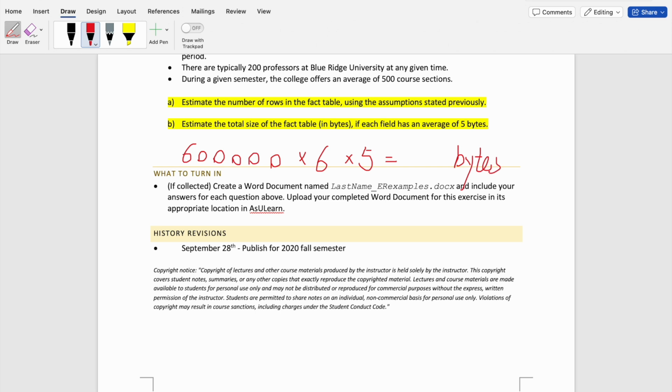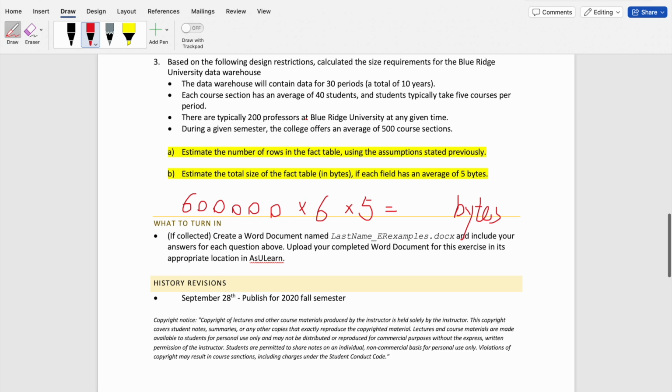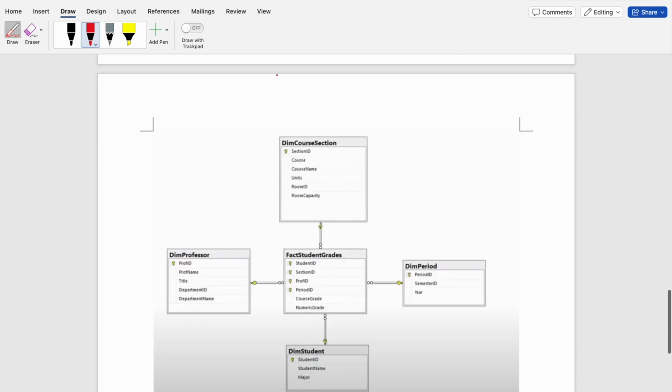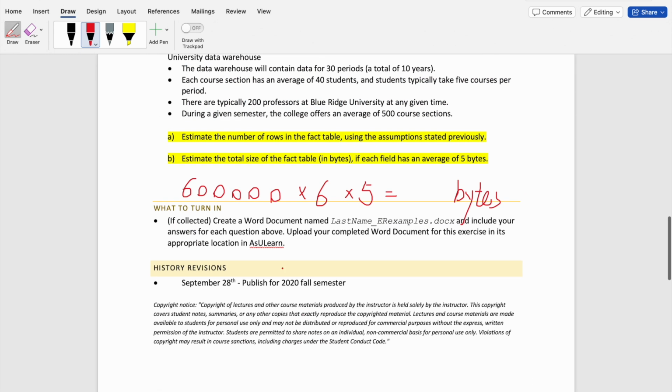Got it? The six right here, right? The 6 fields: 1, 2, 3, 4, 5, 6, right? So that's why we use this 600,000 multiplied by 6. And for each field, it's 5 bytes, so we multiply by 5. So the overall result will be the total size of this fact table.